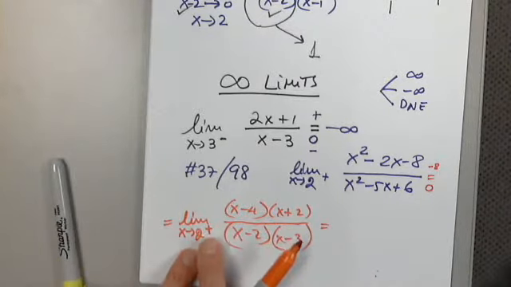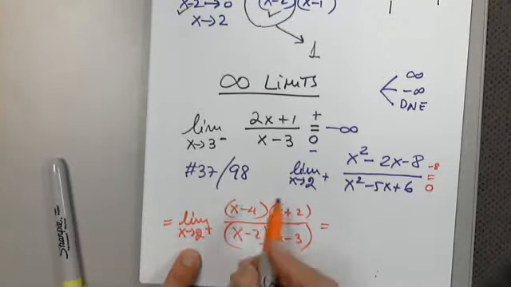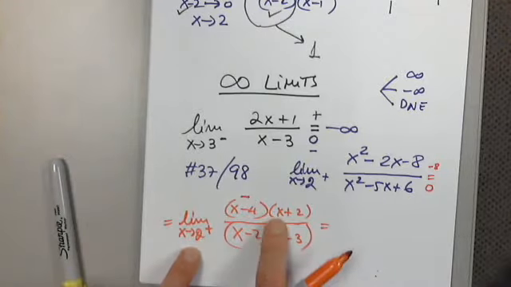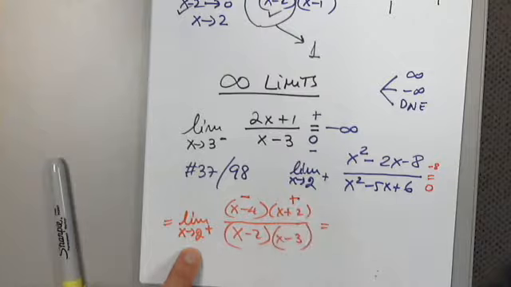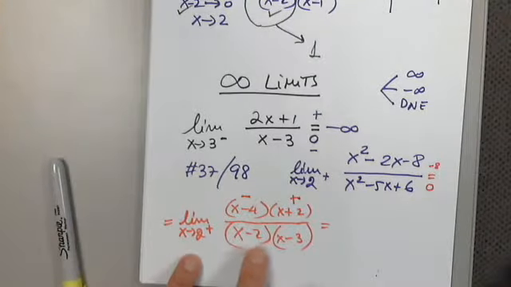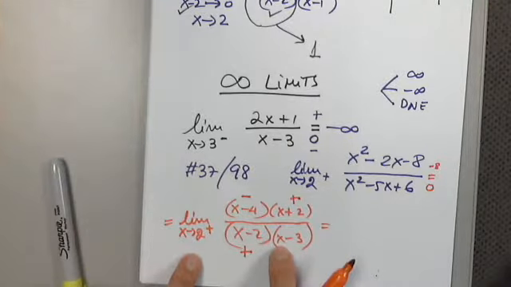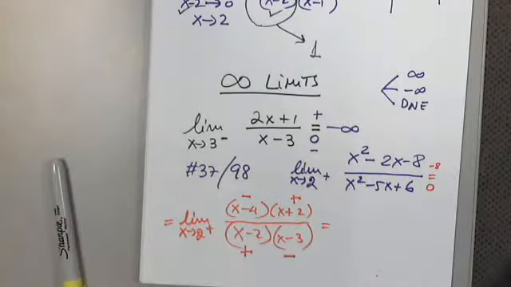So 2.1. 2.1 minus 4, negative. 2.1 plus 2, positive. 2.1 minus 2, positive. And 2.1 minus 3, negative. It is much easier to work with factors and determine the sign than with those two polynomials. But it's the same thing, really.